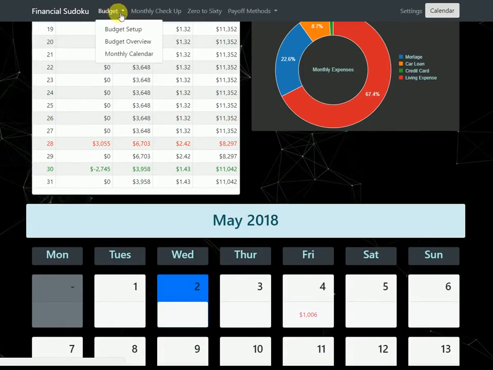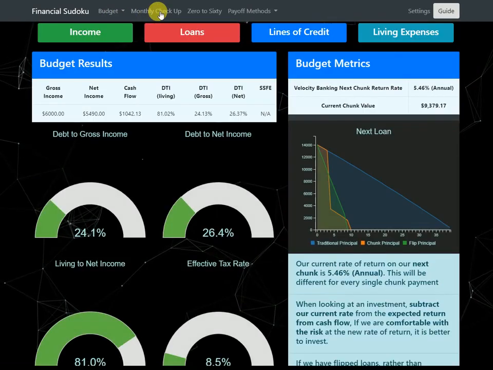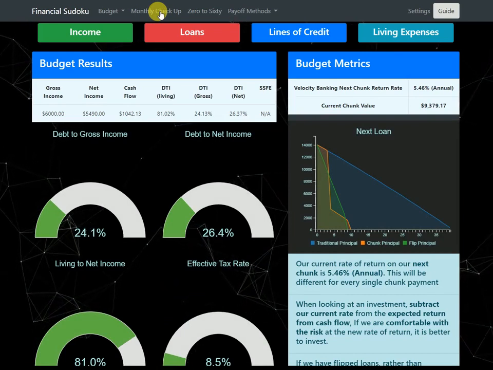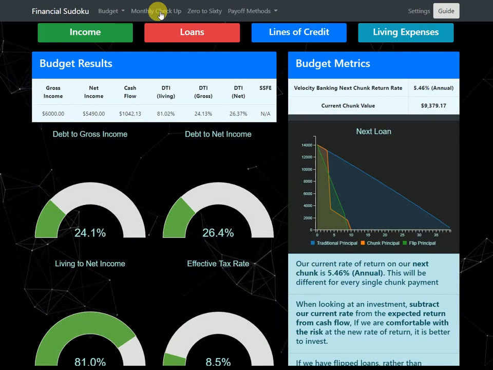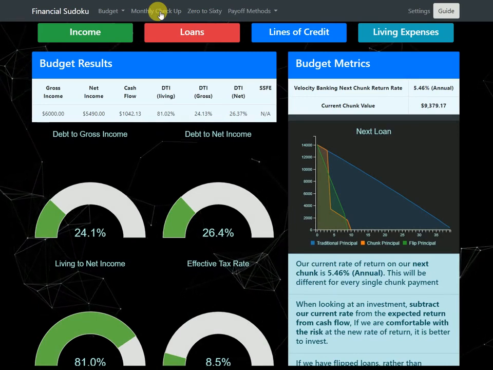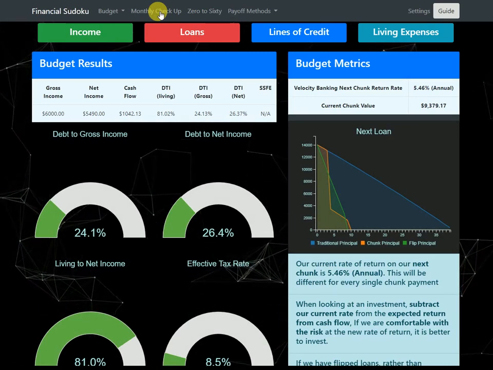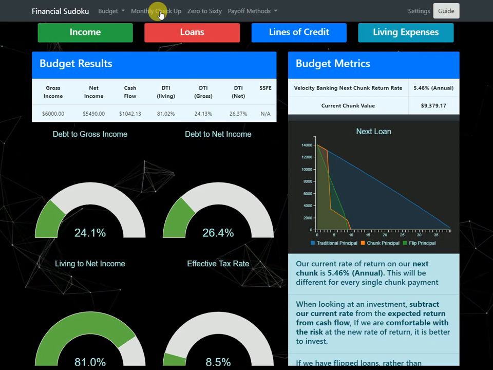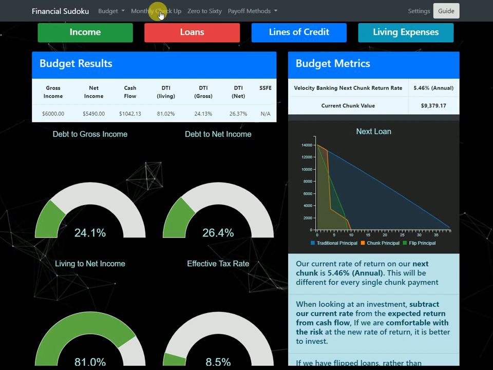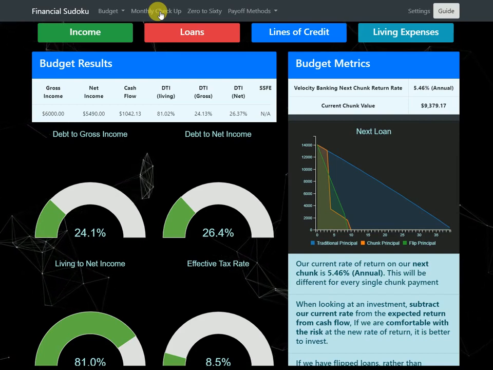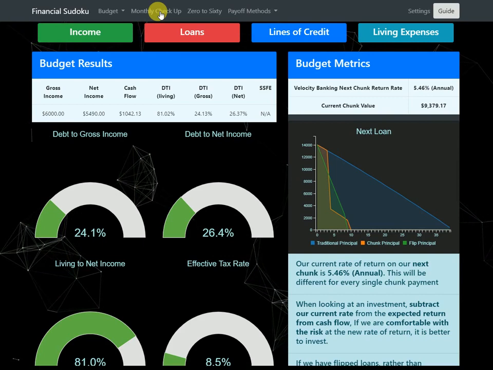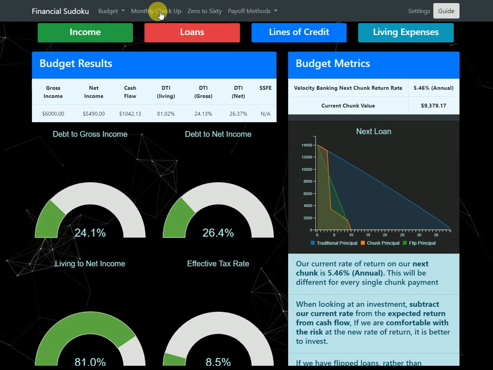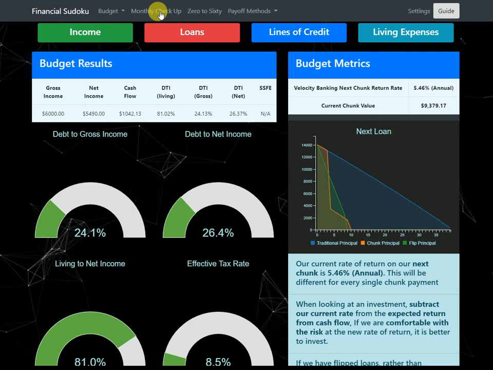All right, we're going to move right along to the monthly checkup. This is really the main page that you want to be using more often than any other one. Once a month, hop in, adjust your details, take a look at what's going on. The important thing to look at here is the next chunk return rate. So this chart is showing us what the loan's going to look like. This chart doesn't take into account the line of credit you're using. However, the budget overview does, as well as the 0 to 60 calculator. But this is purely that loan, just looking in depth at that loan.